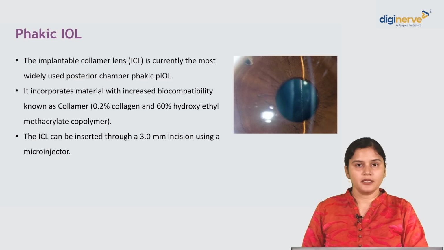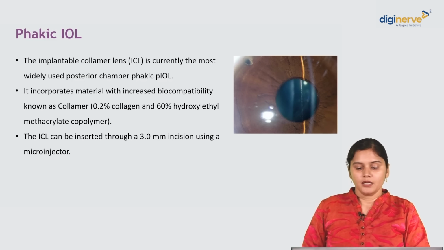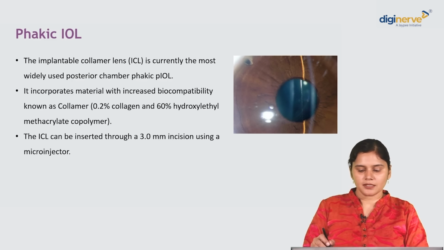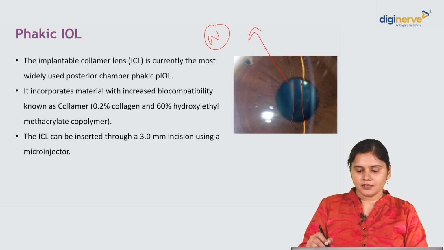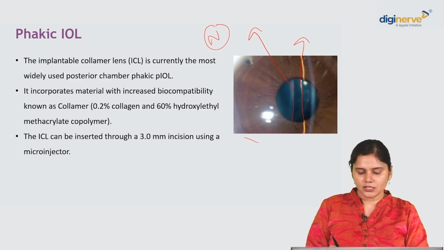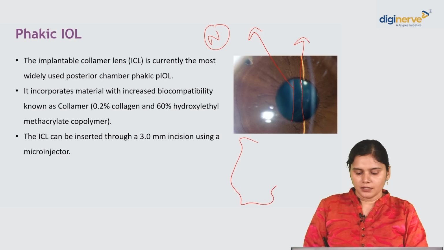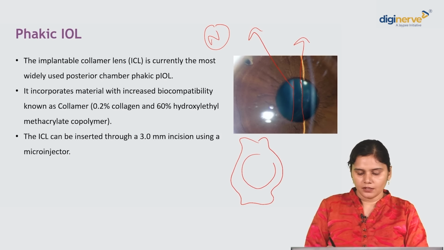Phakic IOLs. Phakic IOLs are usually done in young hyperopes or myopes. A lens is placed behind the iris but ahead of the normal lens. So, you can see that there is a reflection here and here. The reflection here is the normal lens and this is the reflection of a thin lens which looks like a button. It is placed in front of the iris. So, there is a central part called the optic and the outer part is called the haptic. This lens is actually inserted behind the iris after dilation of the pupil.